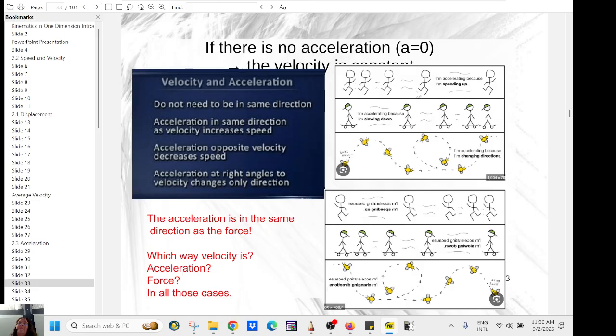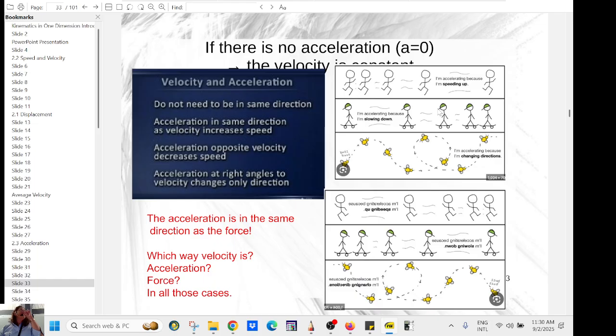So, for example, in that case, what's happening? Faster, you are speeding up. Do you agree? The force is to the right because you are pushing on the ground and the ground is pushing back on you. So the acceleration will be to the right because the force is to the right. You are moving to the right, your velocity will be to the right as well. Do you agree?